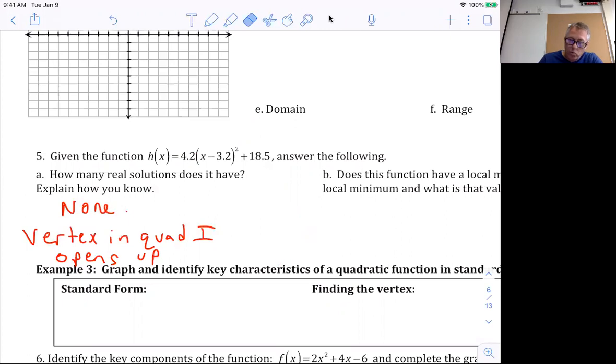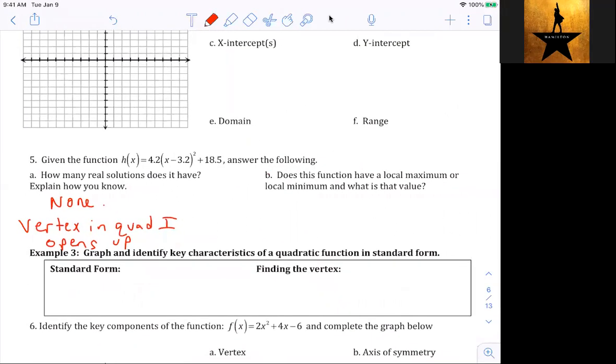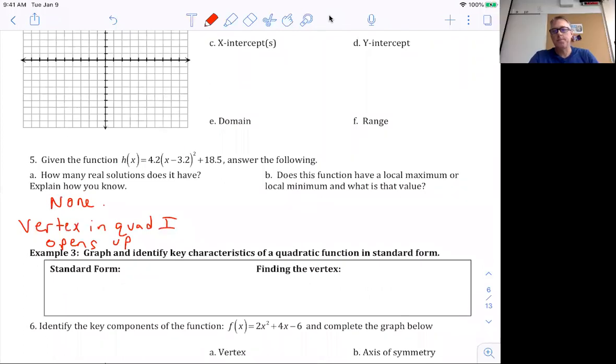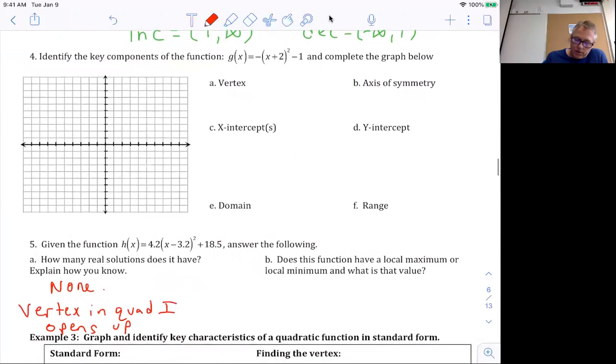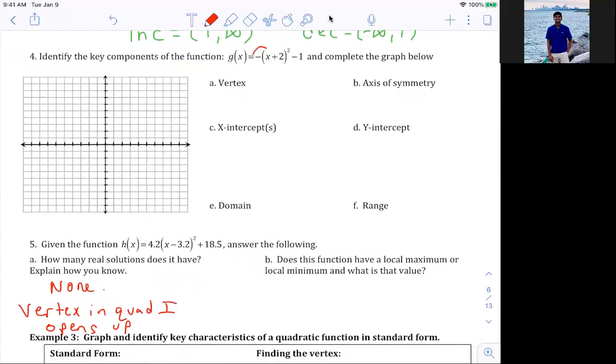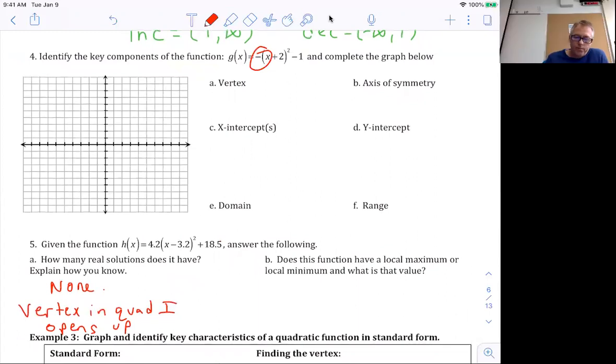So you want to look at where the vertex is and which way it opens to see if it's going to hit the x-axis. By real solutions, it means where it hits the x-axis. Perfect. Yes. Wait, I know we're not doing number 4, but does number 4 open downward? It does. Do you know that because of the negative, right? Perfect. Yep. So it would open downward.